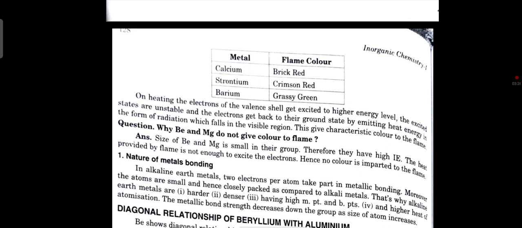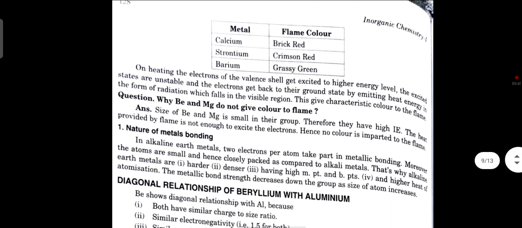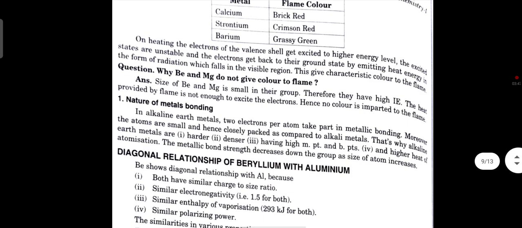On heating, the electrons of the valence shell get excited to a higher energy level. The excited state is unstable and the electrons get back to the ground state, emitting energy in the form of radiation which falls in the visible region. This gives a characteristic color to the flame.